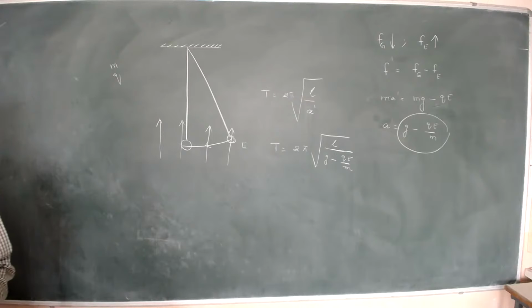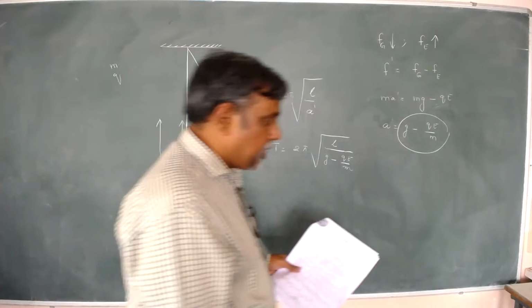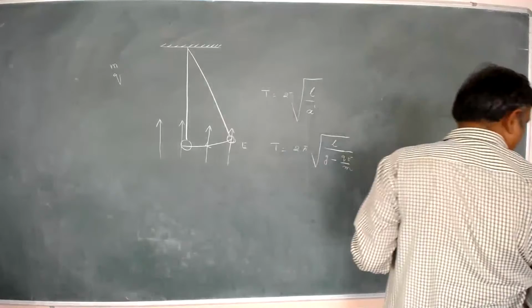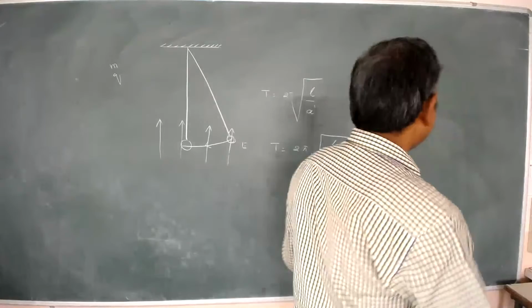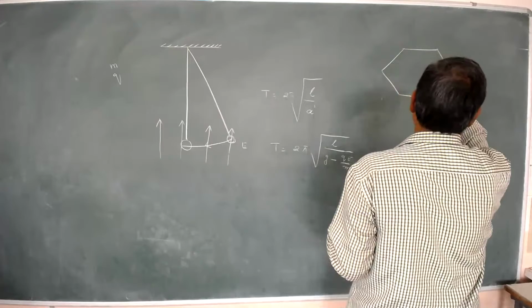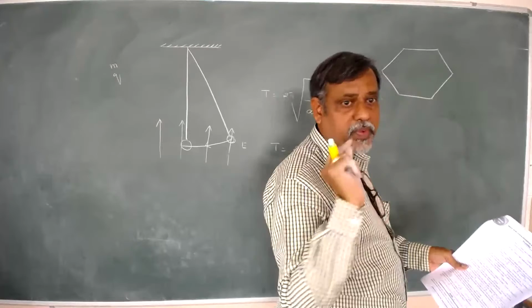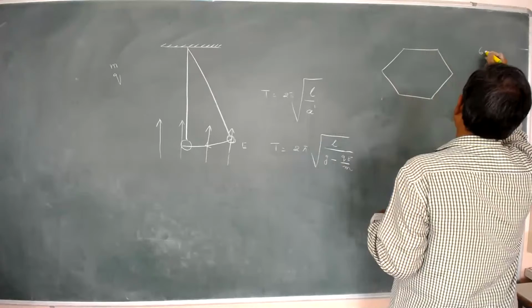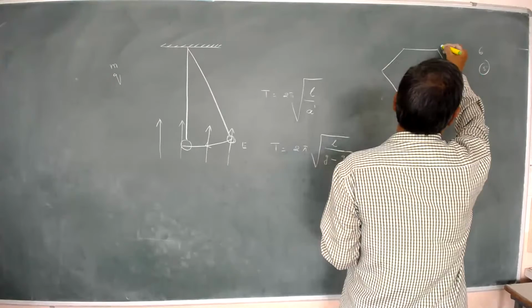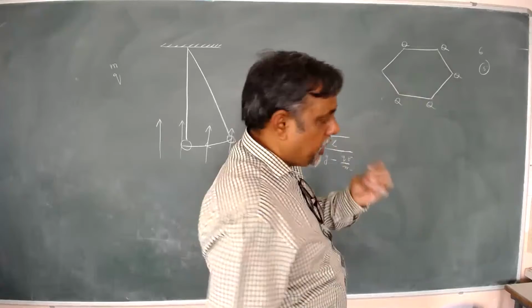The given situation is a regular polygon having n sides. For example, I will take a hexagon, having six sides. If there are n vertices, the equal charges are placed at n minus 1 vertices. So if the vertices are six, the charges are at five vertices only: 1, 2, 3, 4, 5. Understood?